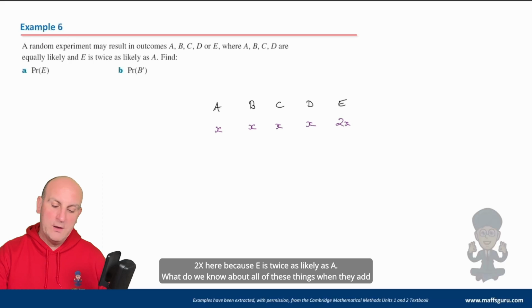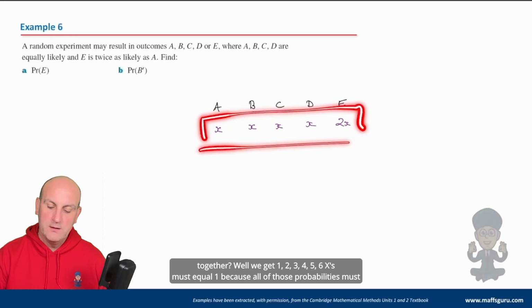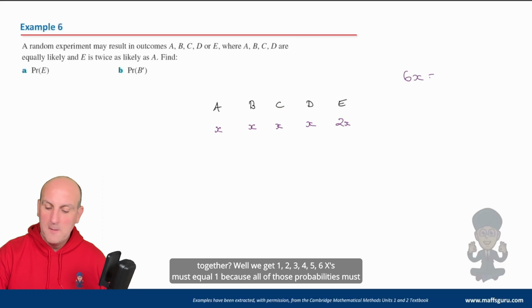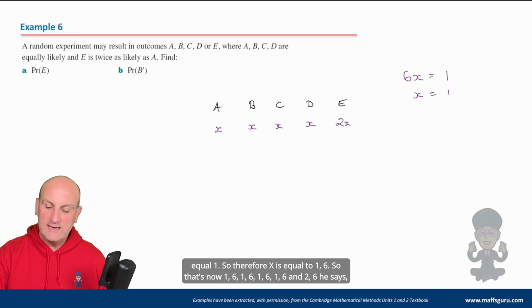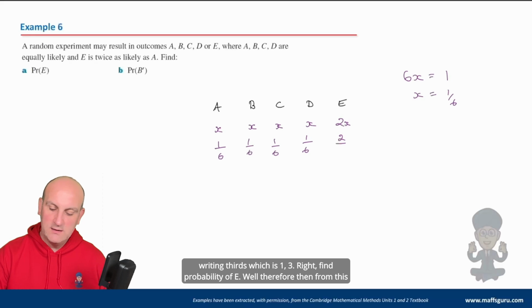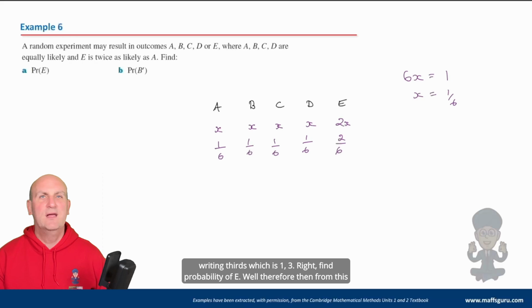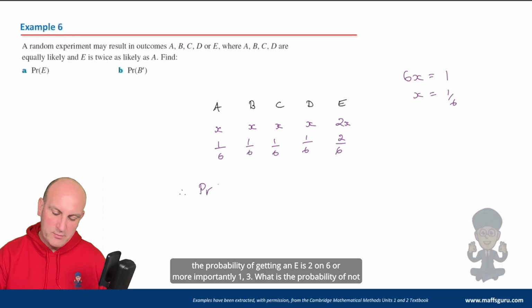What do we know about all of these things when they add together? Well, we get 1, 2, 3, 4, 5, 6 X's must equal 1, because all of those probabilities must equal 1. So therefore, X is equal to 1/6. So that's now 1/6, 1/6, 1/6, 1/6, and 2/6, he says, writing thirds, which is 1/3. Right, find probability of E. Well, therefore, then from this, the probability of getting an E is 2 on 6, or more importantly, 1/3.